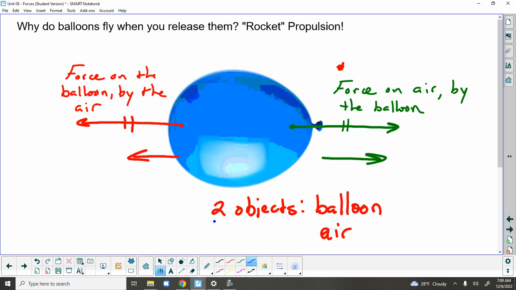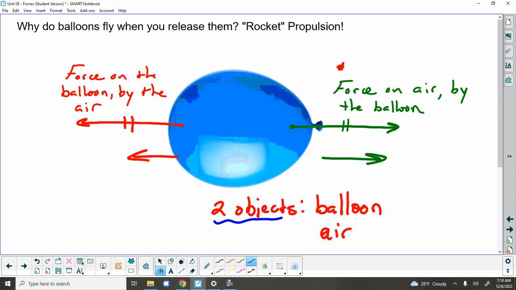So balloon and the air, they're exchanging forces. The balloon is applying force to the air, and the air is applying force to the balloon. Once again, they're equal amounts of force in opposite directions, but because of their different masses, we get very different effects on the motion of each. So that's really the basis for Newton's third law of motion.